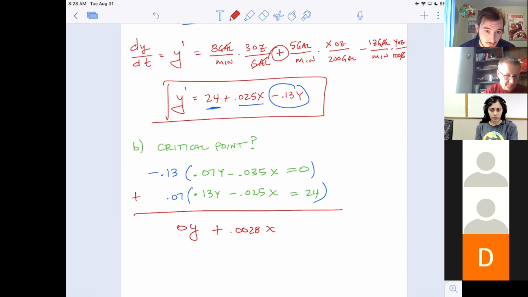And then 0.13 times 0, of course, is still 0. 0.07 times 24 is actually 1.68. So apparently if I take 1.68 and divide by 0.0028, I get x is 600.